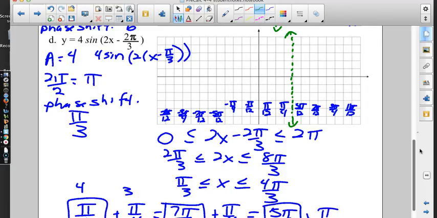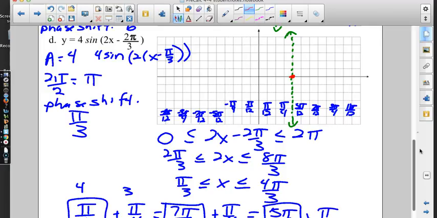So there's our helper. We start in axis or we start in high? Sine is axis. Axis, high, how high are we going to go? 4 units.